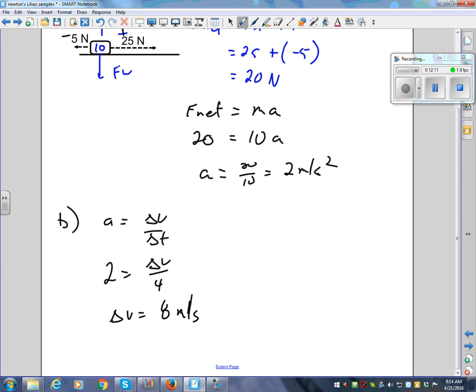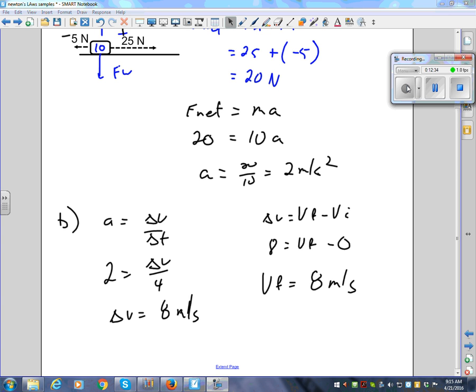Is that the final velocity? It might be. Vf minus Vi. What's the initial velocity? Well, it didn't say, so if it doesn't say, you can assume it's 0, which means then, of course, the final velocity is 8.